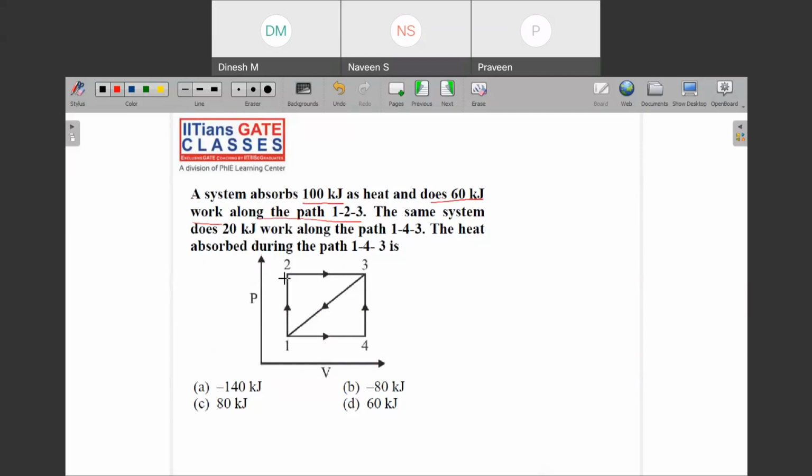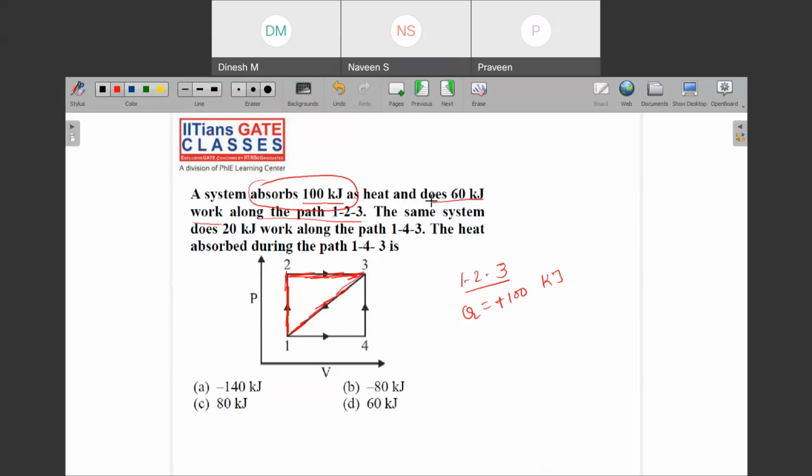So they are talking about this path. Let me highlight this one. This is 1 to 2, 2 to 3, and 3 to 1. They are talking about this path. So 1 to 2, 2 to 3. They are saying the system absorbs, which means the heat is supplied. So heat supply is treated with positive sign. Please look at how I'm solving.